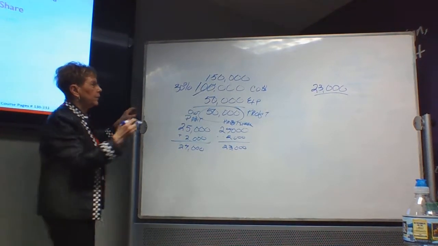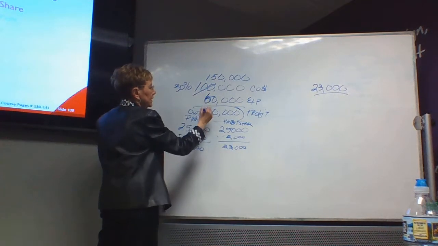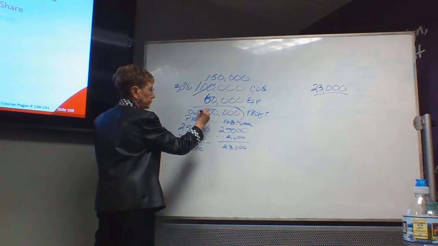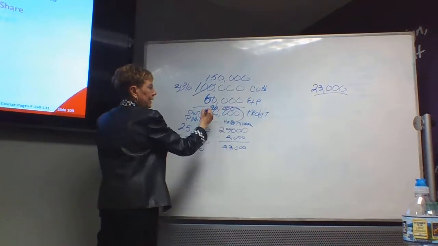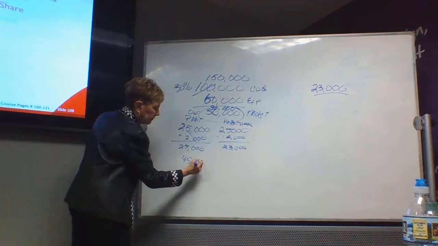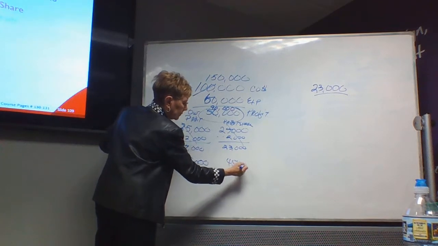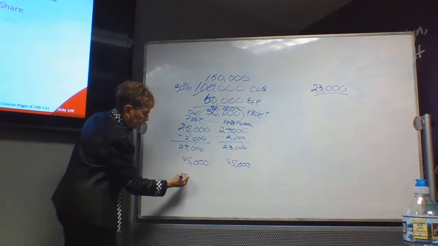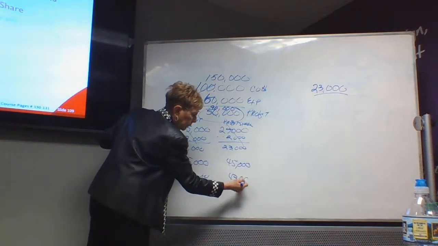So now what happens to this number here? Let's just say this changed to 60. What's 60 from 150? 90. $90,000. Now what's this? 45,000 and 45,000. Yep. 47, 43. What just happened?